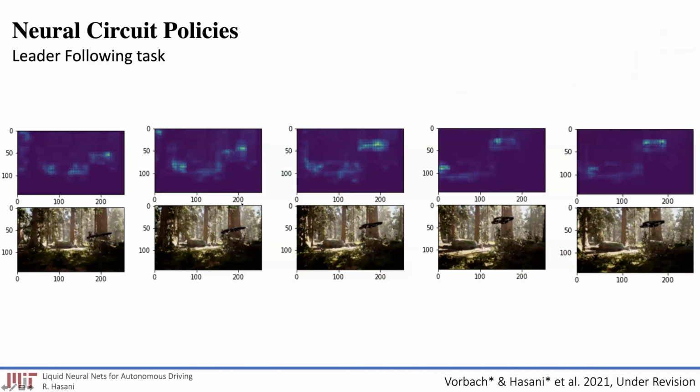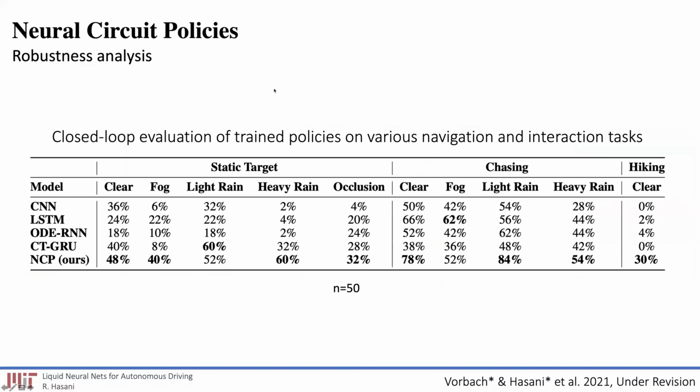We see that even in this task of following, the network actually learns to attend to the right object, the leader. That's another testimony for why these networks are good. So we tested them in closed form and compared their closed form performance in this navigation task. And we see that the completion rate of these tasks is significantly higher.